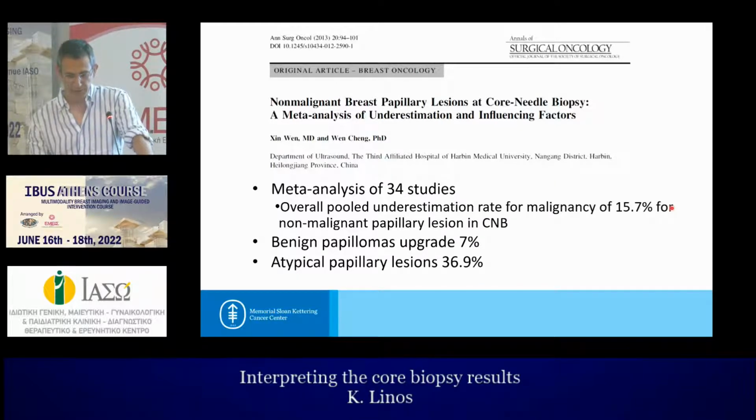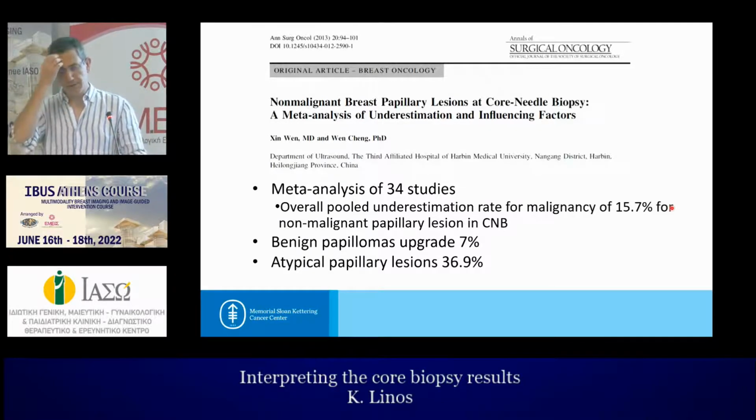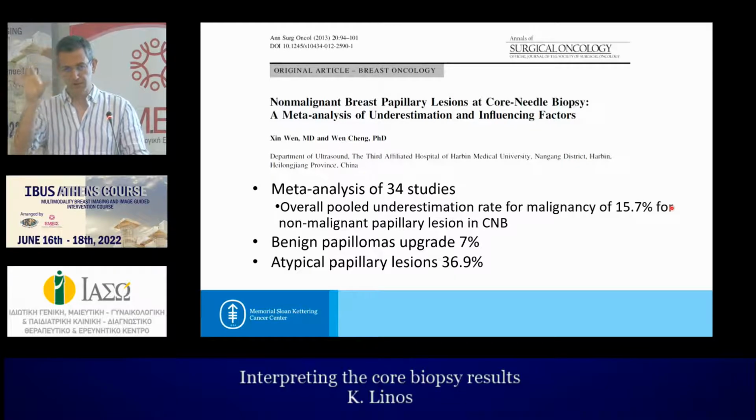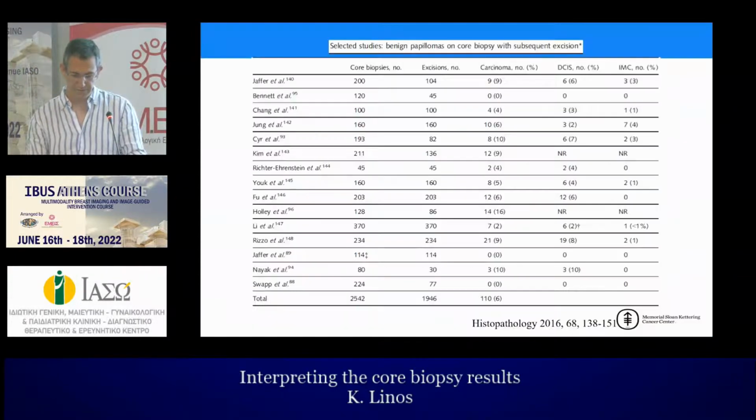If you look at the data more carefully, you see that the underestimation rate for benign papillomas after 2005 was actually much lower, because we use a larger gauge needle, or we have a change of threshold in terms of the pathological diagnosis. So there was a difference in the estimated upgrade rate after 2005.